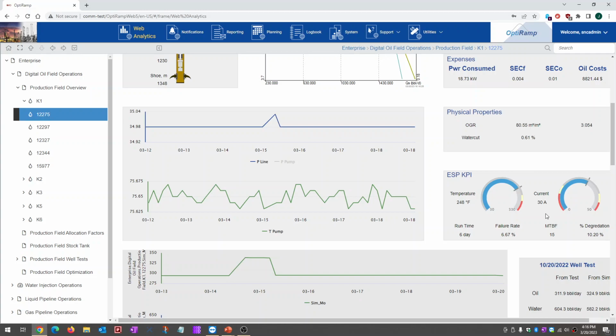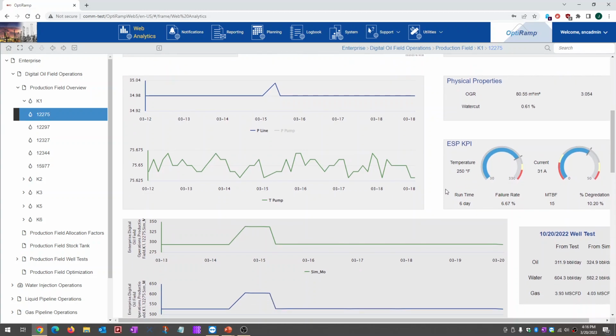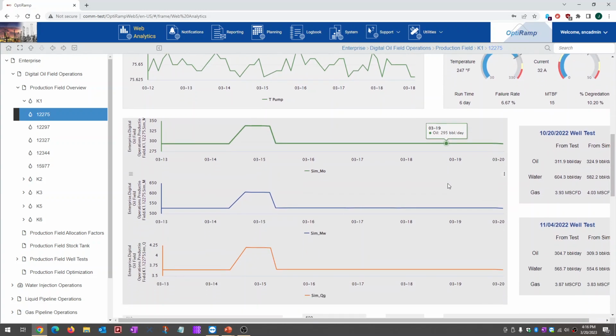And we do the same thing for the current that is happening right now. So just a couple other things that we're calculating is it's been running for about 6 days. Our failure rate is only at about 6.67%, so they had a specific way they wanted to calculate failure rate. We have that in there. And then percent degradation, they also wanted to calculate how much degradation is in the system. So we're able to calculate that.